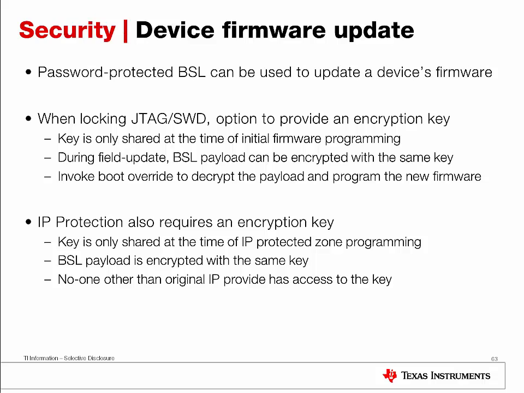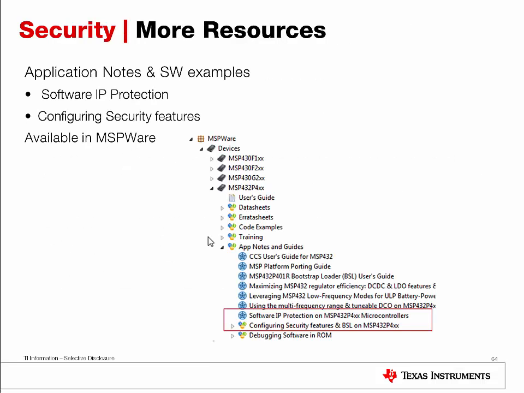The end user will then use BSL to access the device and transfer the encrypted payload over to the device. Again, the same boot override mechanism using the flash mailbox can be invoked, and then the boot code can securely decrypt the payload with the same encryption key and reprogram into the IP protected zone. Throughout the entire process, no one other than the original IP vendor has access to the key. After the operation is done, the device can go through a reset routine, and now the new IP protected firmware can be used. Device security as well as IP protection are really complex topics.